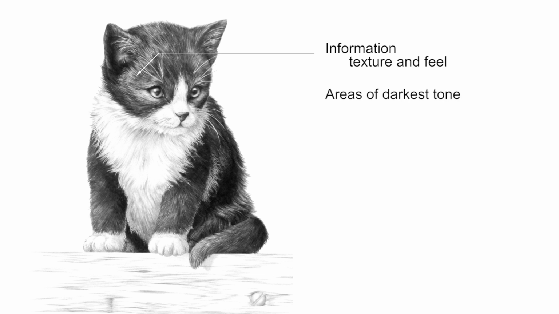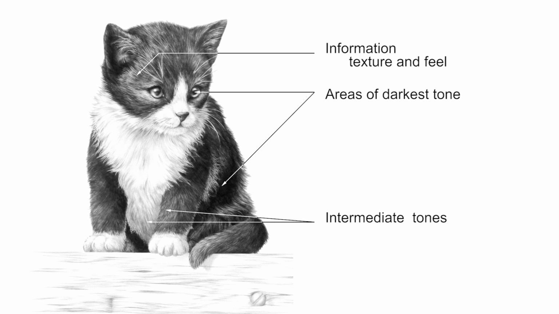Identify the areas of darkest tone, the shadows and holes, and when possible establish at least one of them first, such as the pupil in this case. That will assist you in working out all the intermediate values. They'll fall between the white of your paper and your initial dark area.